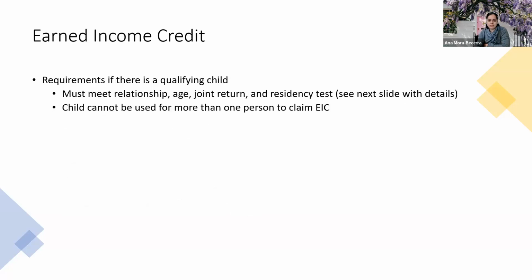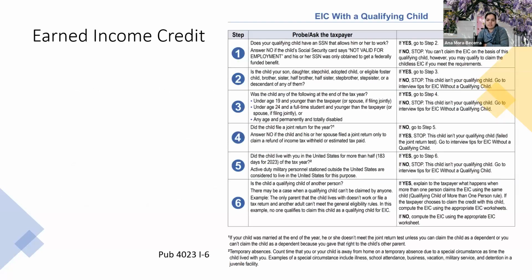Which leads us into the requirements if you have a qualifying child. There are 4 tests that need to be met, and then the child cannot be claimed more than once for the EIC. So this slide goes into detail of what those are. It's the relationship test, the age test, the joint filing test, and then the residency test.